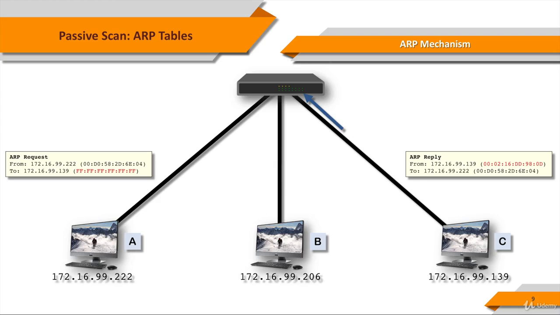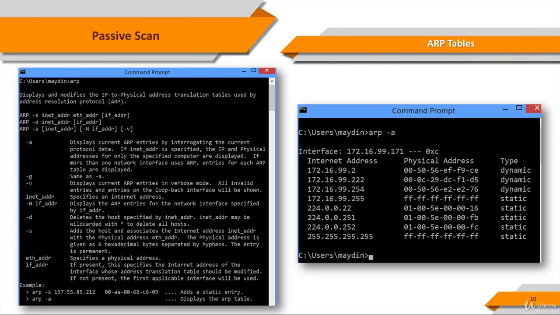In other words, computer A says, who has the MAC address of computer C? And although all the workstations hear the question, only C replies and says, I've got the MAC address of computer C, and this is what it is. So the ARP reply sends back the MAC address to computer A, and each of these machines start building an ARP table. So what is the ARP table?